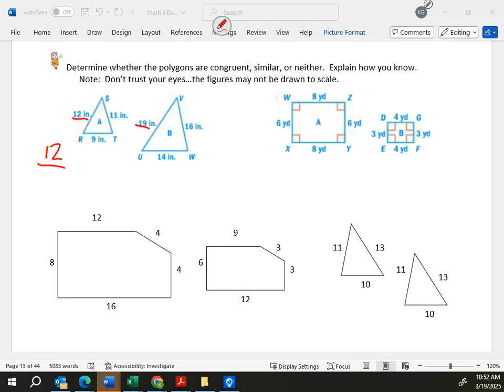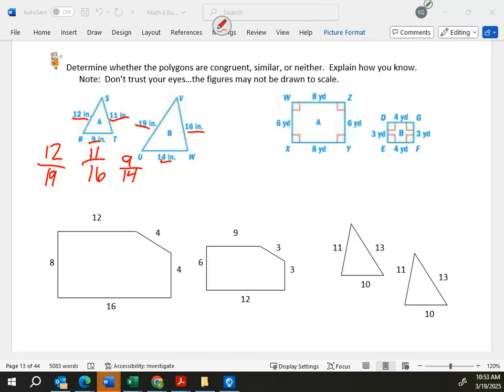Adeline? 19. Now I'm going to put the 11 on the top. What should I put on the bottom? Liam? 16. Then I put the 9 on the top. What should I put on the bottom? Kylie? 14. Notice how all of the A, all of that first polygon, are on top. All of the B, the second polygon, are on bottom. So they have to match up.